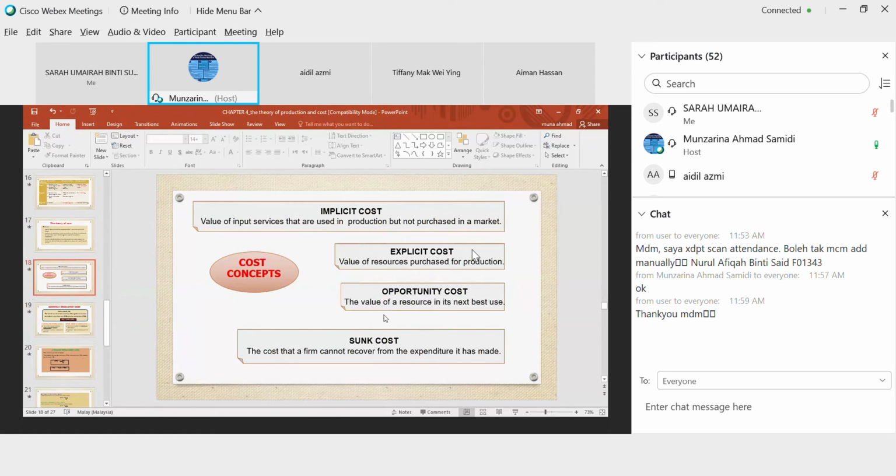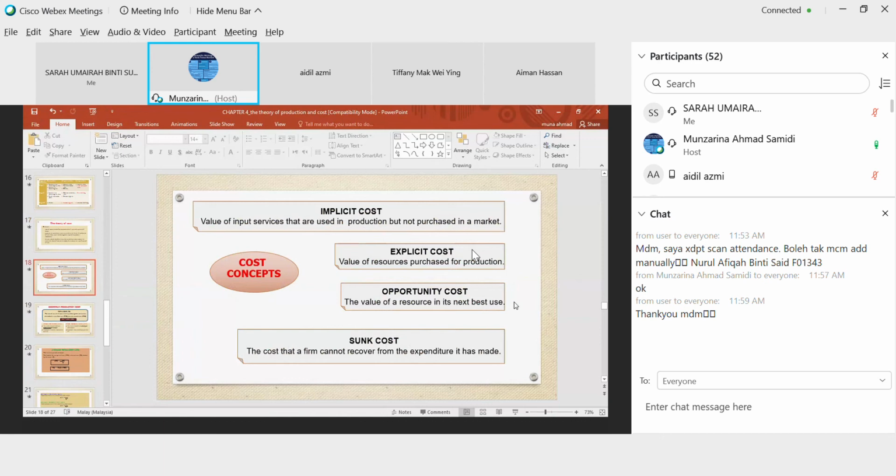Okay, opportunity cost. Opportunity cost is the value of resource in next best use. For example, in order to become an entrepreneur, you have to forego a job offer. For example, that job offers you 100,000 a year, but you decline that offer because you want to be your own entrepreneur. You want to be your own producer. You want to be your own employer. That is the opportunity cost of you.